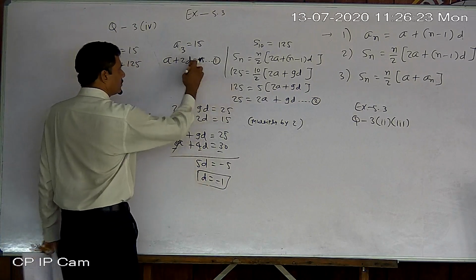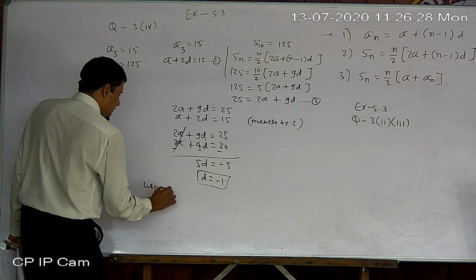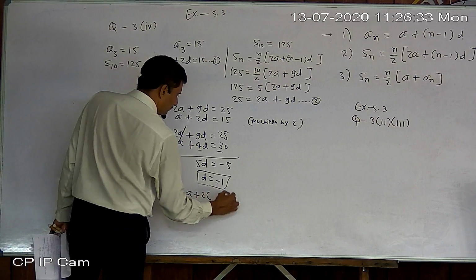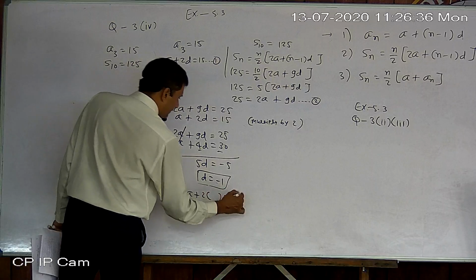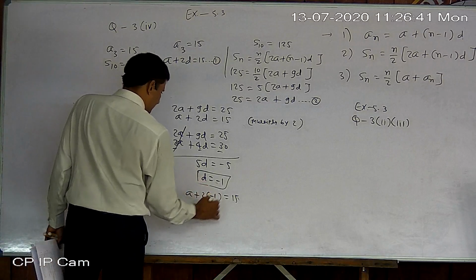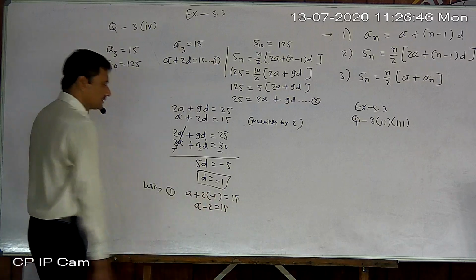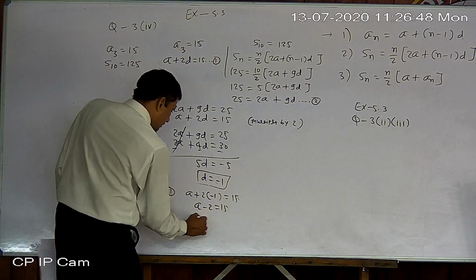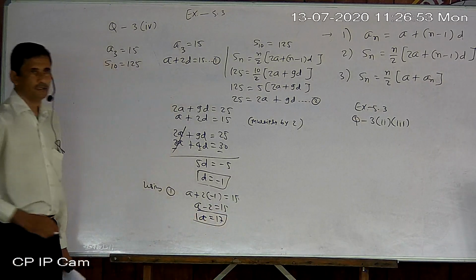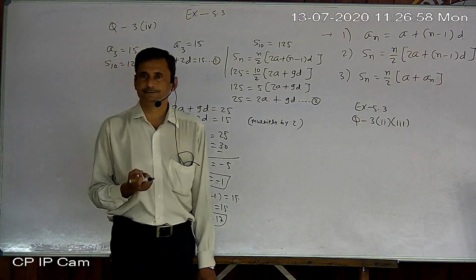After getting any one variable, just use any one out of equations 1 and 2. I am using the first one. So using 1, a plus 2d equal to 15. Now d is minus 1, so a minus 2 equal to 15. Now that goes to the right side, so 15 plus 2, 17. So we got a and d. Getting a and d from the equations is the main thing.